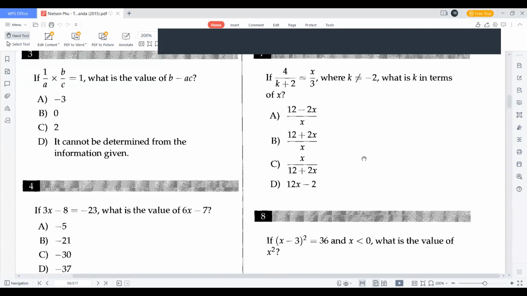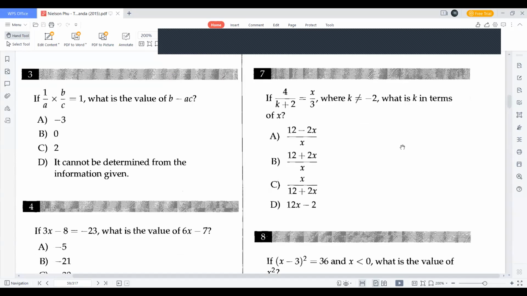Next question. If 4 divided by k plus 2 is equal to x over 3, where k is not equal to -2, what is k in terms of x? And the reason they put k is not equal to -2 is because when k is -2, this fraction here is undefined. It would be 4 divided by 0, and that ruins the question.